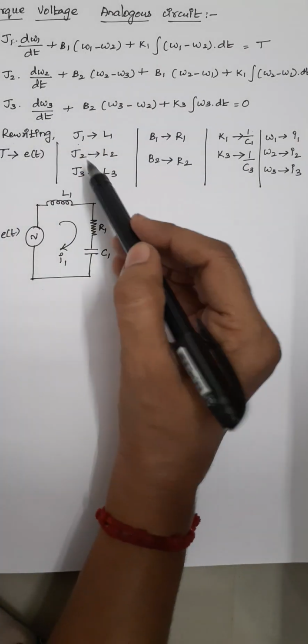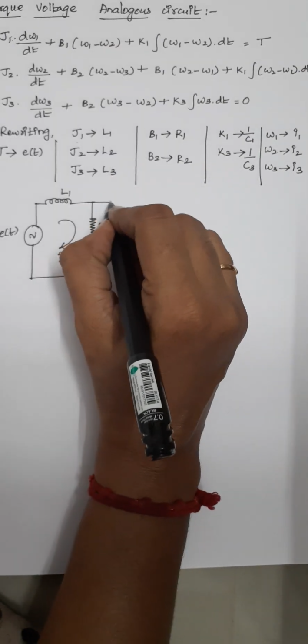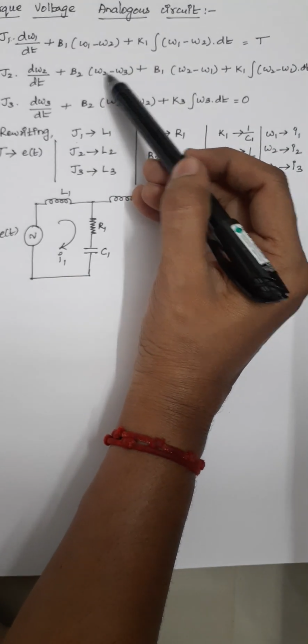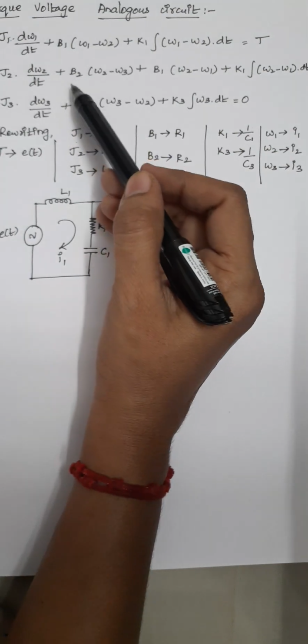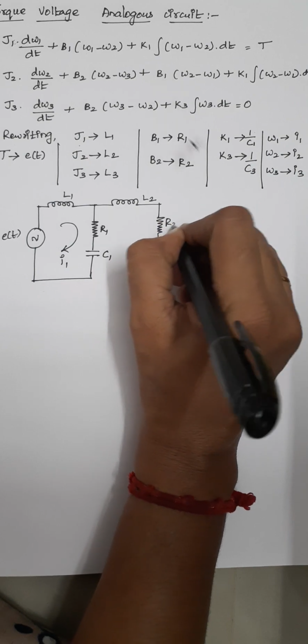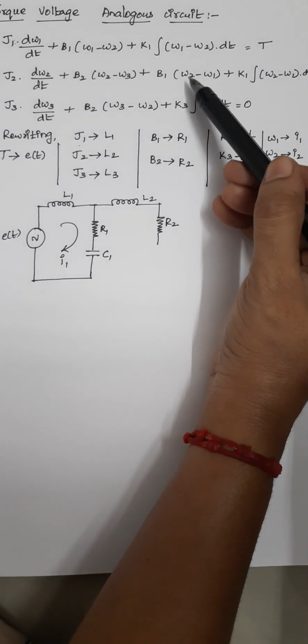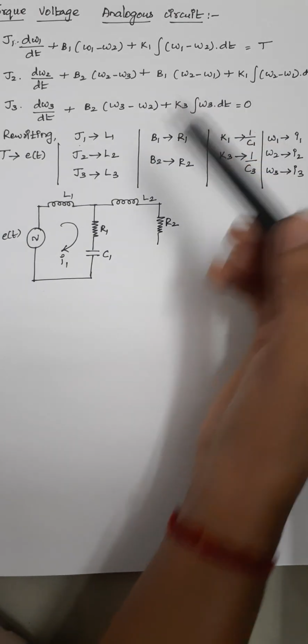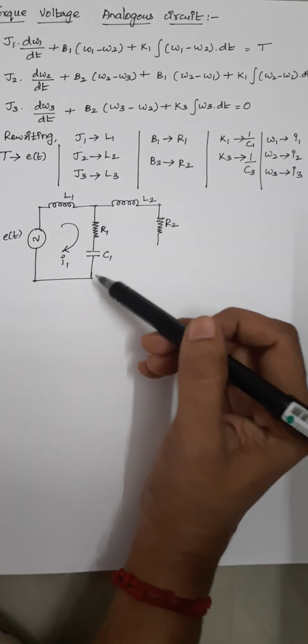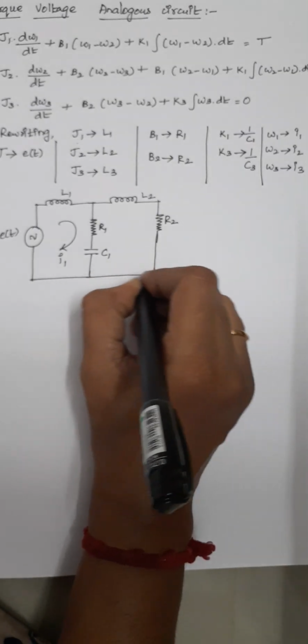We are having J2. J2 is represented as L2, so here just draw an L2. And again we are having B2, and B2 is common for loop 2 and loop 3. So this B2 is represented as R2. So here just draw an R2. And the next one is B1. This B1 is common for 2 and 1, which we have already drawn as R1. And again K1. This K1 is common for loop 2 and 1, which we have represented as C1 here. So that's all. Our second loop gets completed.